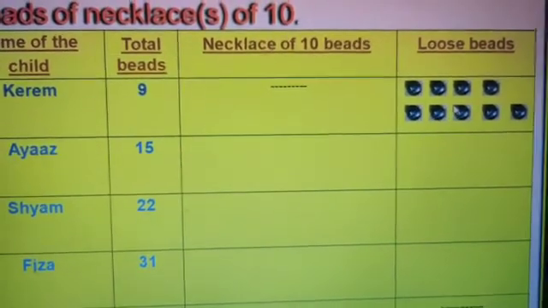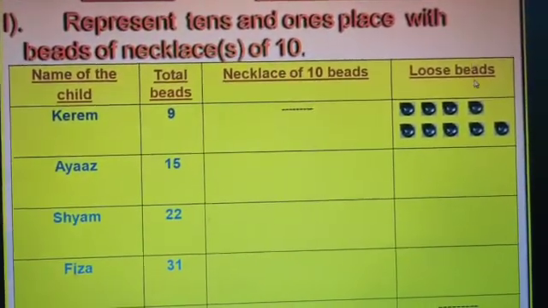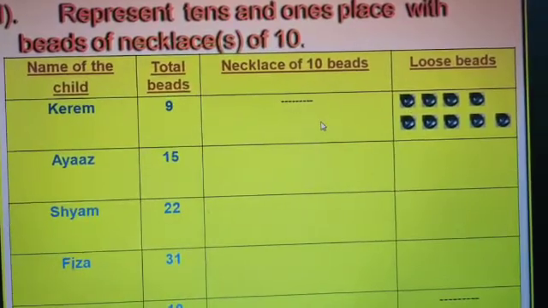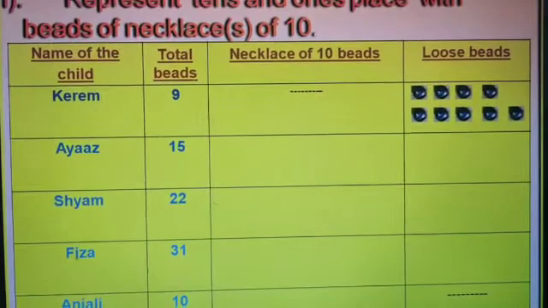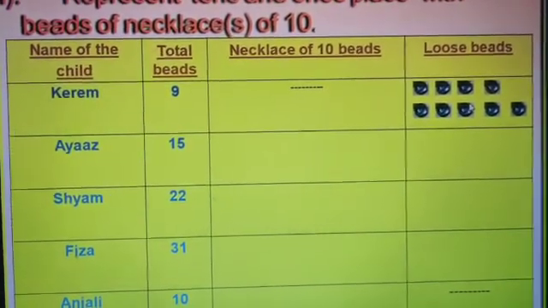If there would have been 10 beads, I would have represented them in the form of a necklace. But here, I have only 9 beads, so I represented them as loose beads, right?